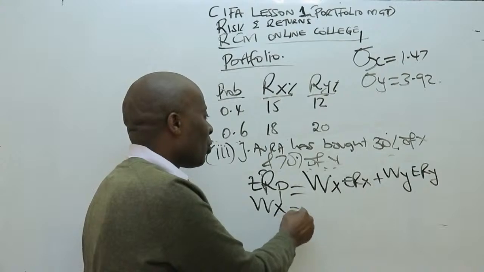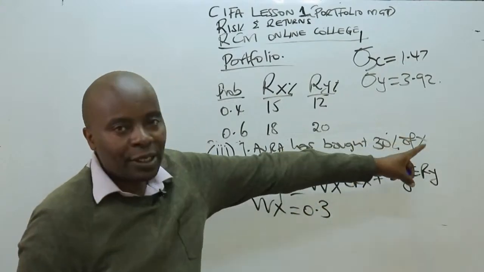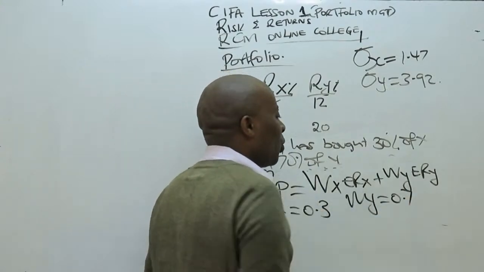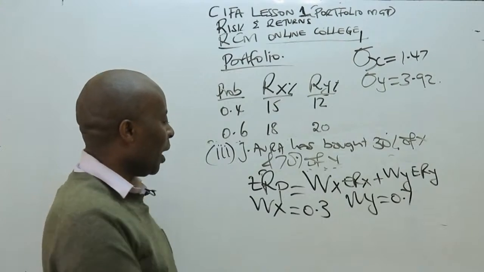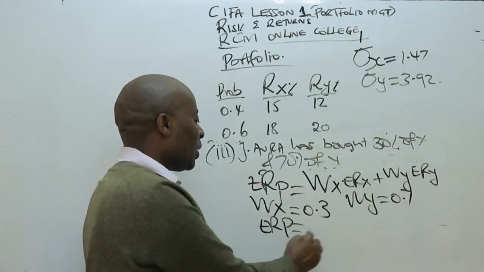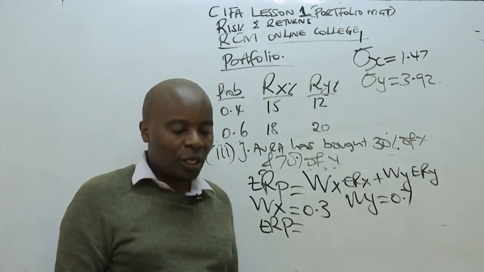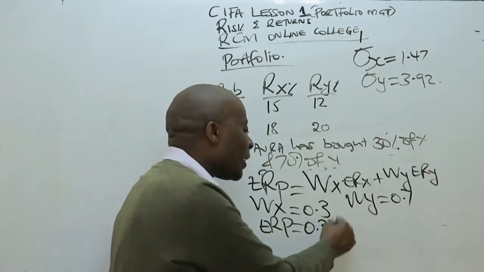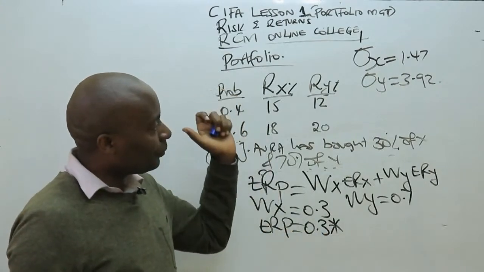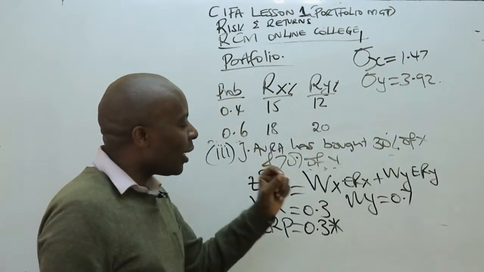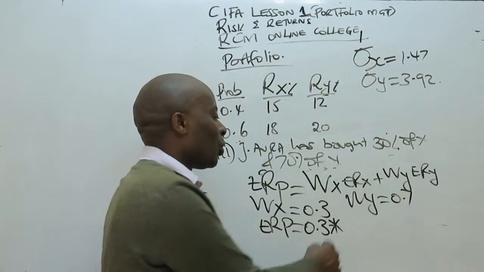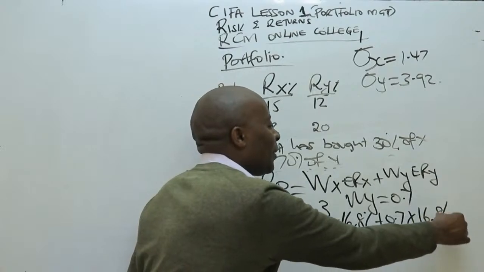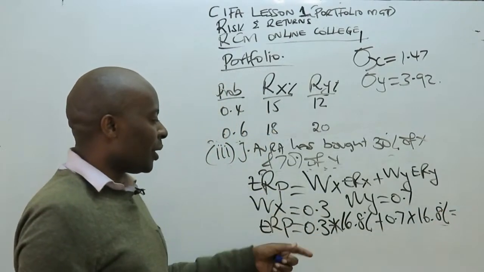So weight of X will be 0.3 because I bought 30% of X, and then we have weight of Y being 0.what? Somebody there, 7. Ladies and gentlemen, you should be able to give me the expected return of the portfolio through some proper substitution. So weight of X is 0.3. Don't forget that the expected return of X, which was equal to expected return of Y, was 16.8. So 0.3 times 16.8% plus 0.7 times 16.8%. You can decide to disregard the percentages.